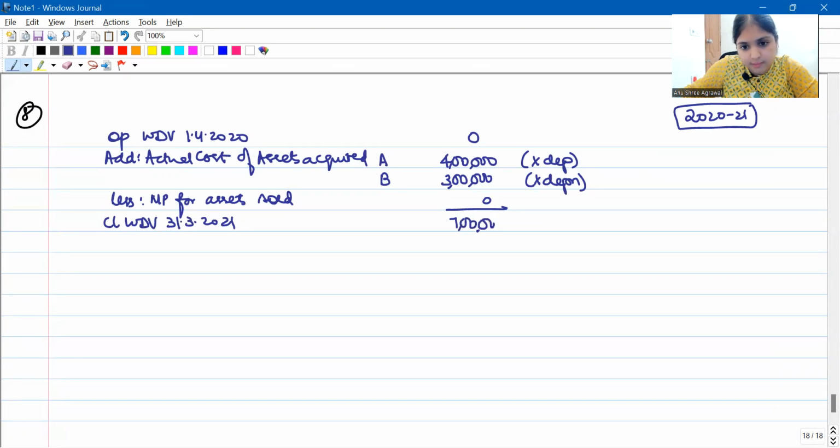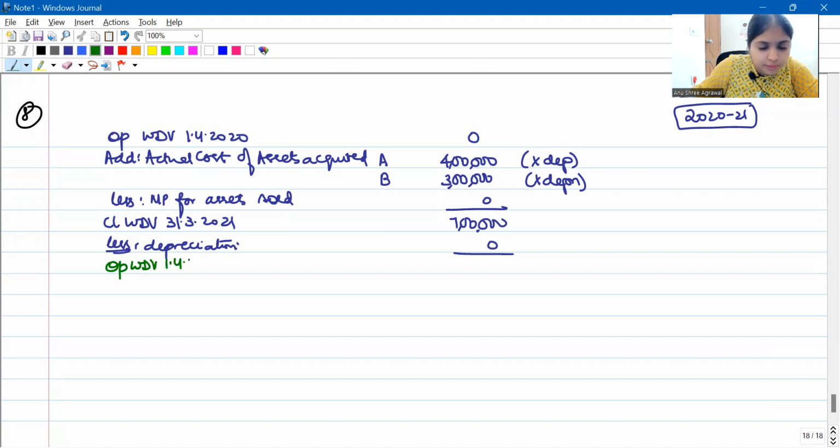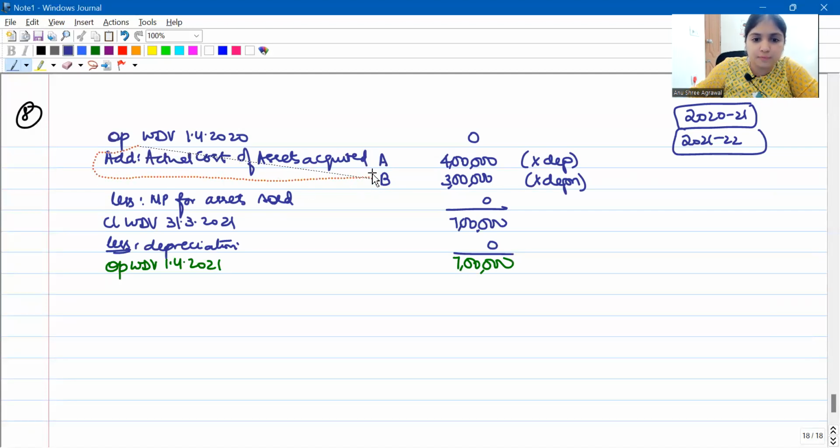We have 7 lakhs. From this, generally, we calculate depreciation, but here we will not have any depreciation because we did not even put the cars to use. So guys, what will be the opening WDV on 1st April 2021? 7 lakhs. Okay, in 21-22, our next year, we have started using both the cars. So in the next year, we will get depreciation. Okay, so opening WDV we have.